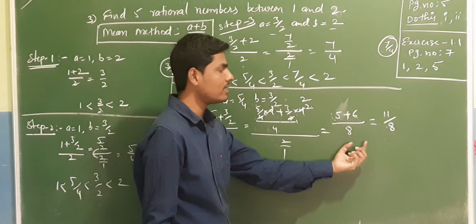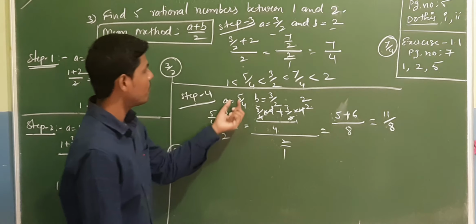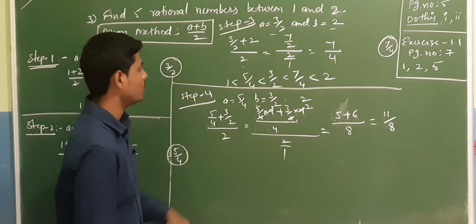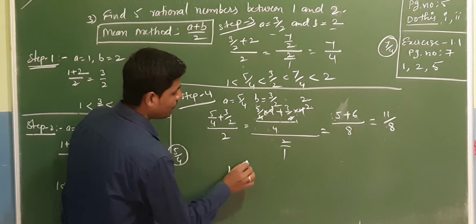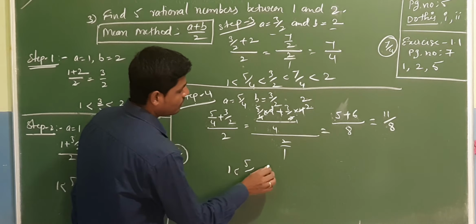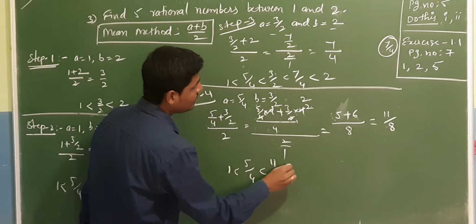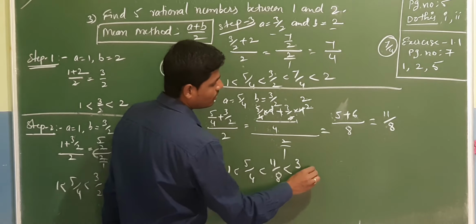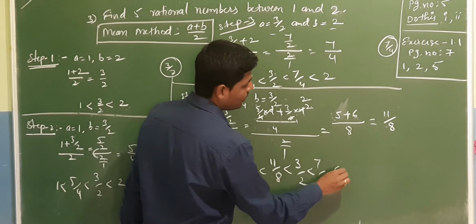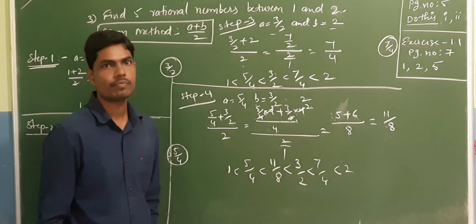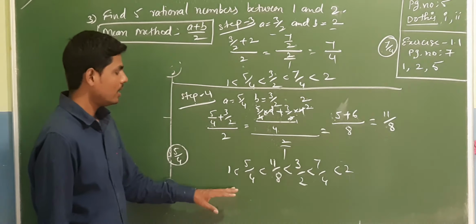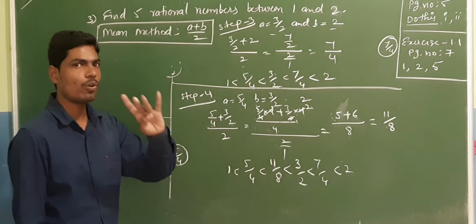And you found this in between 5 by 4 and 3 by 2. So that is 1, 5 by 4, and between 5 by 4 and 3 by 2 you got 11 by 8, and then 3 by 2, 7 by 4 and 2. Till now we got 4 rational numbers.